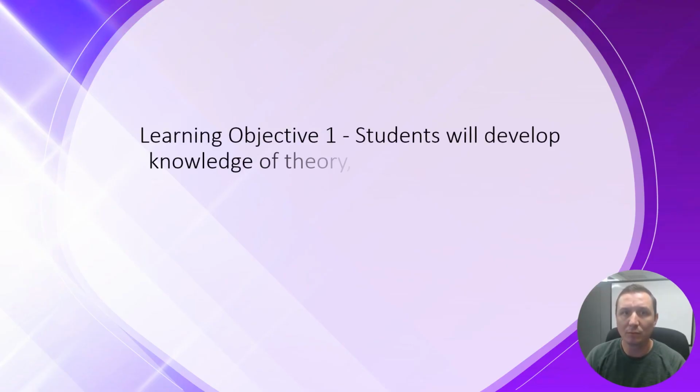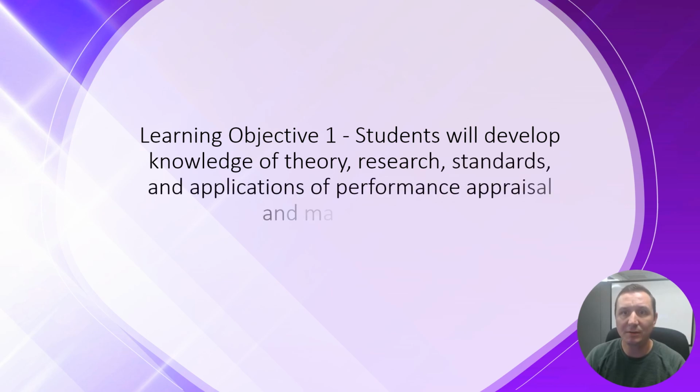Learning Objective 1 wants students to develop knowledge of theory, research, standards, and application of performance appraisals and management. In our intro class into this program that was conducted by Dr. Henning, we covered theories such as goal setting, which involves setting goals for employees to improve performance, social exchange, performance through positive relationships, and expectancy, which is the expectation that good performance will deliver the desired results. We also covered research around bias, validity, and reliability, but I anticipate a refresher on those things in this course.